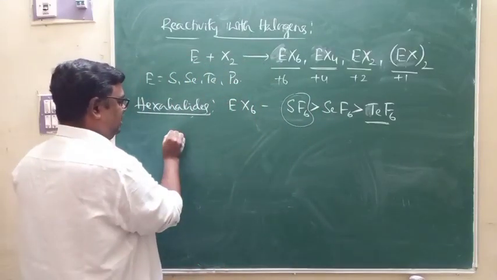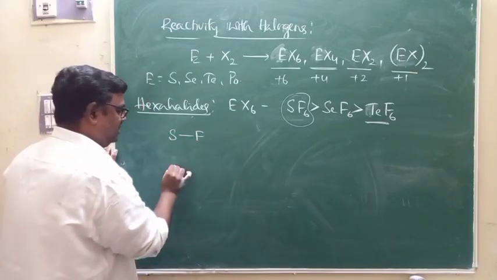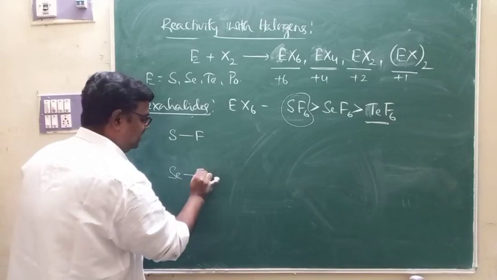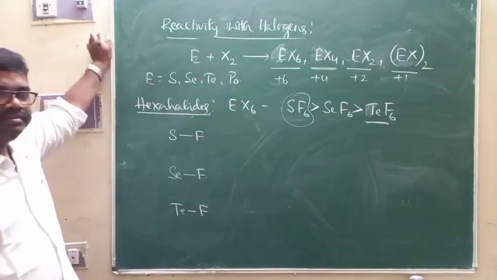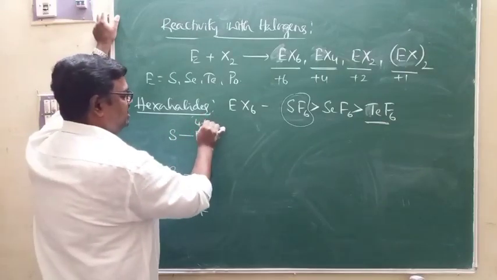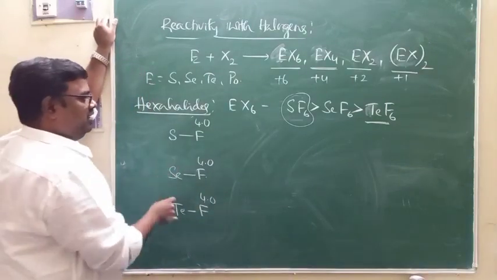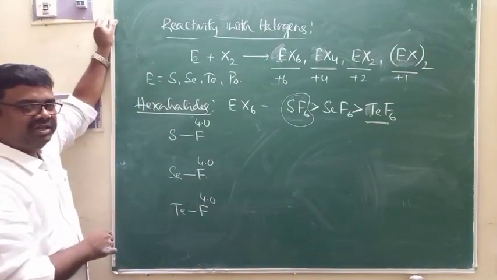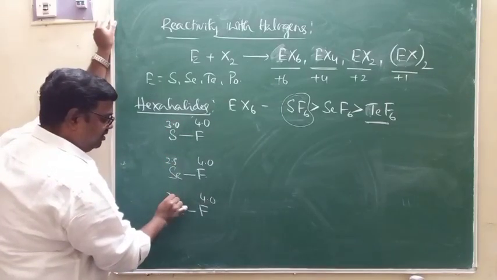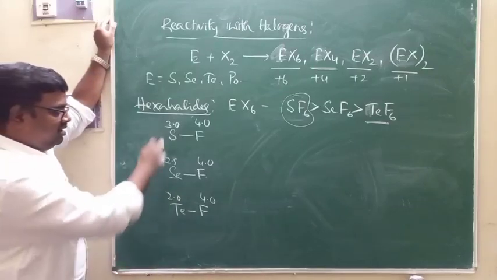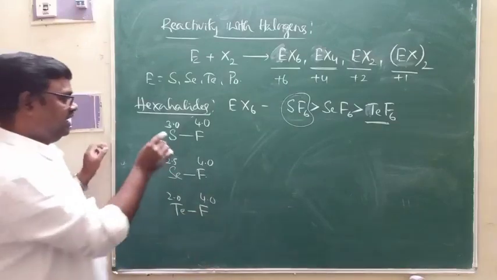The reason is quite clear. In SF6 you have an S-F bond, in selenium we have an Se-F bond, and in tellurium we have a Te-F bond. In all the cases the electronegativity of fluorine is highest, that is 4.0. If I move down the group, electronegativity decreases, say 3.0, then 2.5, then 2.0. Sulfur to tellurium, electronegativity decreases, right? Now, why did I write electronegativity? Look at this.